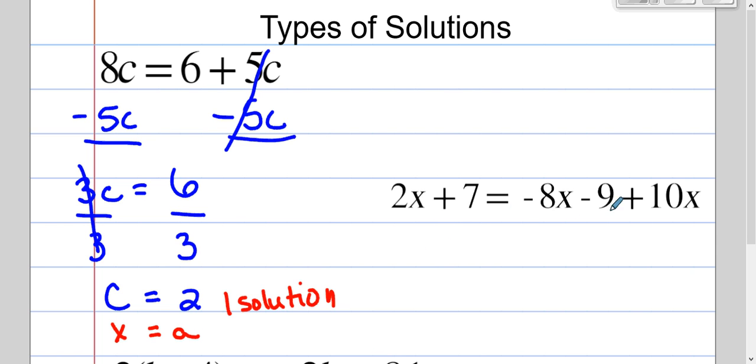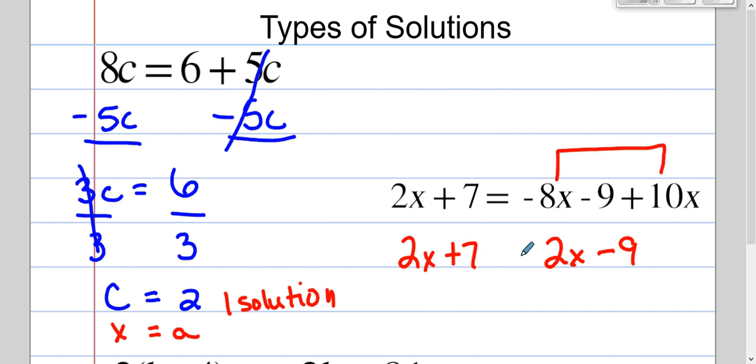Okay, this second example over here. Well, first, before I decide to move my variable to one side and the constant to the other, I'm going to see if I can combine anything on each side. So over here, I'm going to simplify this by combining these two x terms. Negative 8x and positive 10x gives me a positive 2x. And then I bring down the 9. And on this side of the equal sign, I have 2x plus 7.